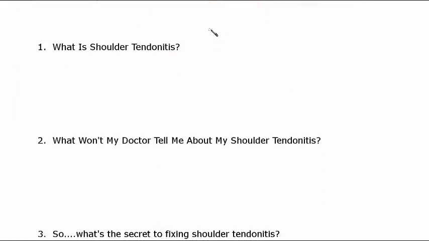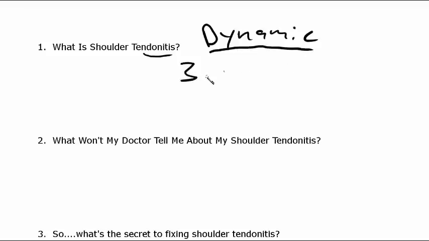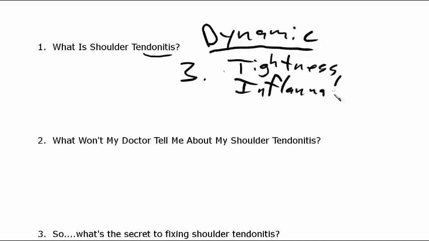Shoulder tendonitis is a dynamic, meaning there's multiple factors at play. So when the doctor tells you you have shoulder tendonitis, technically that just means you have inflamed tendons. But realistically what it means is there's a dynamic, and that dynamic is made up of three factors: muscle and connective tissue tightness, inflammation, and nutritional insufficiency, meaning you don't have enough of the right nutrition.